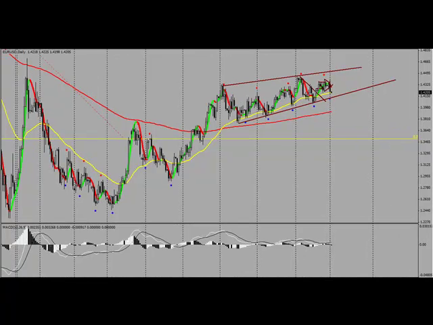Let's take a look at the euro dollar for the upcoming September 2nd session. Looking at the daily chart, we really want to first focus on the fact that we're still within this channel, this narrowing channel that we have here on the daily chart. We have not come across any significant daily support or resistance levels.